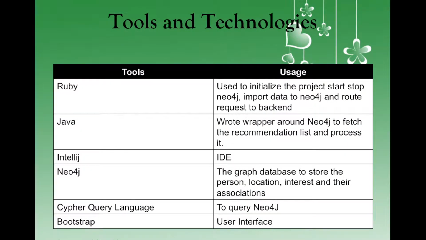Here's a list of the tools and technology which we have used. We have used Ruby to initialize the project. We have used Java for the REST API. IntelliJ is the IDE. Neo4j is our database. CQL is the query language for Neo4j, and Bootstrap is the user interface.